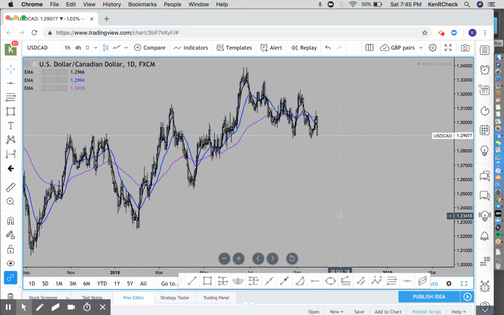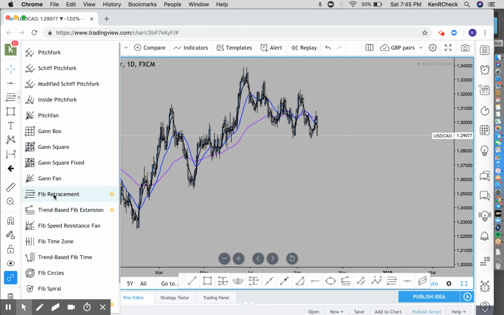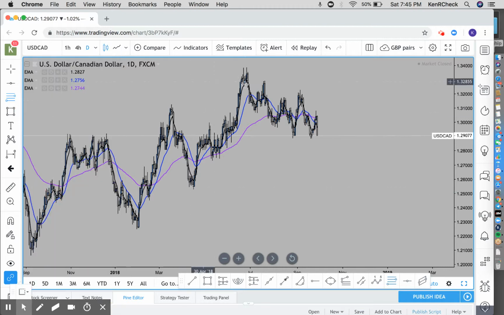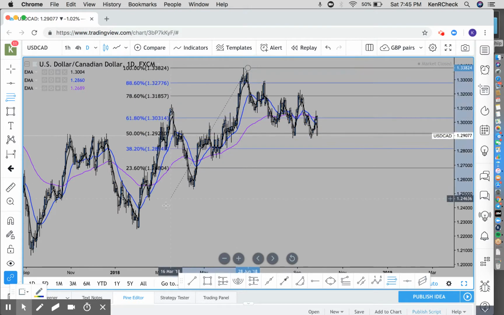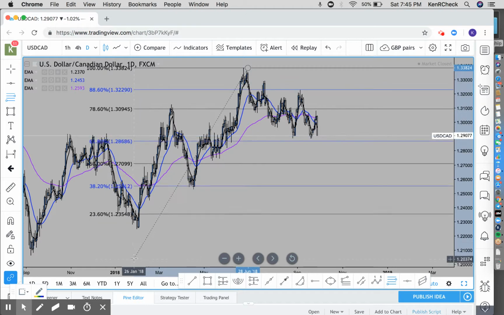This is Ken, master trader with Blue Capital FX, and what we're going to talk about is using the Fibonacci retracement tool. So we're currently on the USD versus the Canadian dollar on the daily time frame. What I like to do is go on my left-hand side and grab the Fib retracement tool, and I want to start where I can find the highest part of the market, which is right here, and I'm going to bring it down to the lowest part.